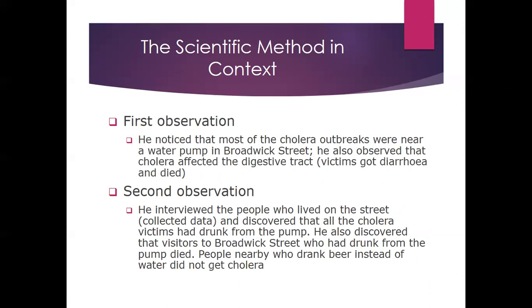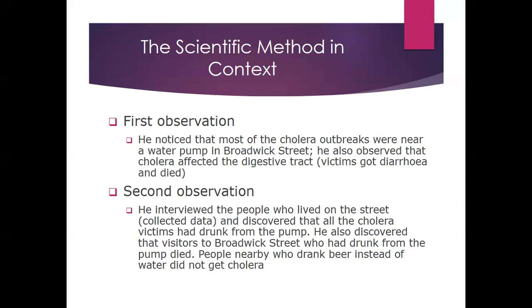So he had a first and second observation. Let's look at each. First observation, he noticed that most of the cholera outbreaks were near the water pump on Broad Street. So he was able to determine that from his map. He also observed that the cholera affected the digestive tract of victims. Okay, so that would have been from interviews.